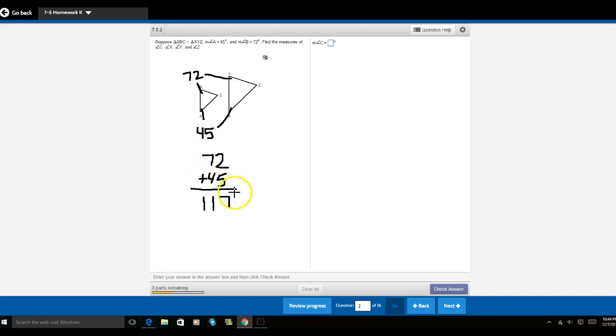So the measure of these two angles together is 117. So I'm going to take 180 and subtract 117 from it. And when I do, I get 63 here. So let's see if 63 is my angle measure here.